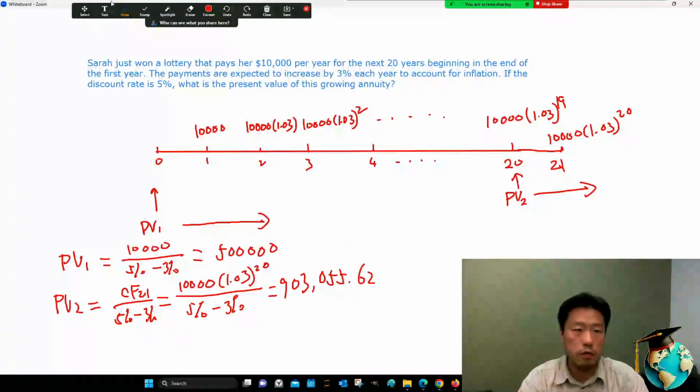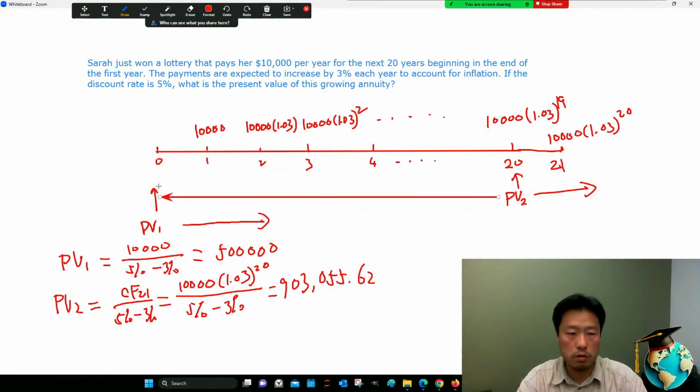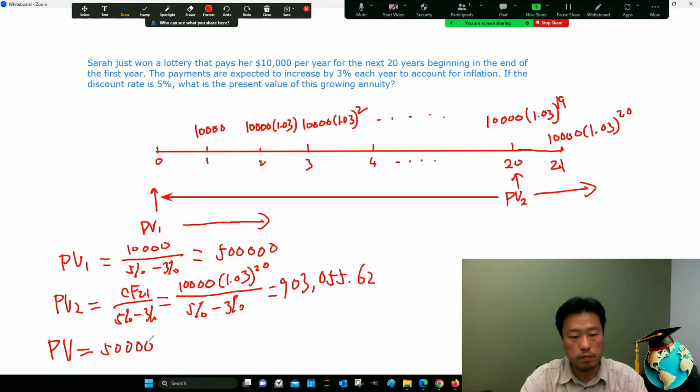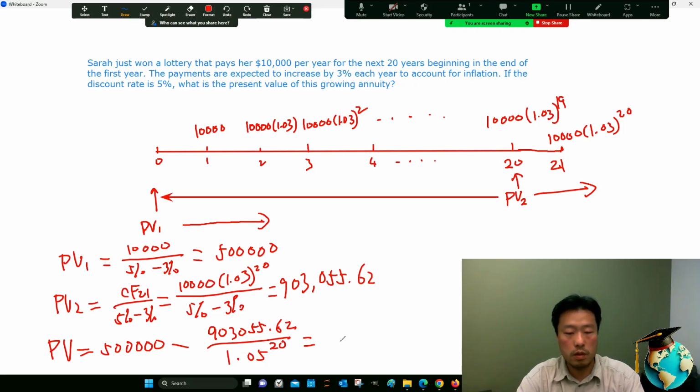By the way, you cannot directly subtract the two present values because they are two numbers at different points in time. Therefore, we need to discount this PV2 back to time 0 in order to find the difference. To get the present value of this growing annuity, it is equal to $500,000 subtract the PV2, which is 903,055.62 divided by 1.05 to the power of 20.